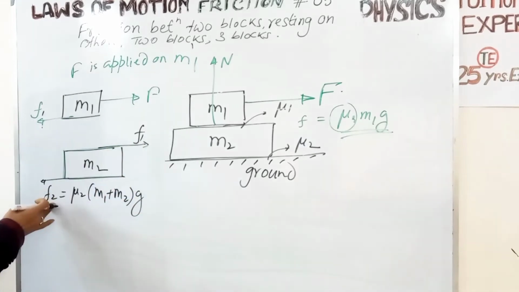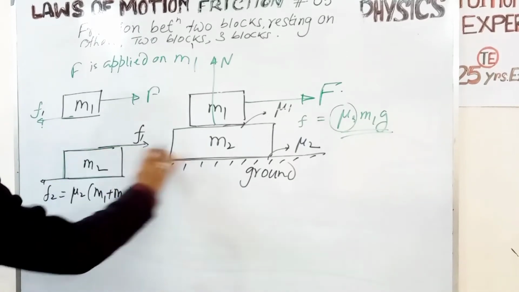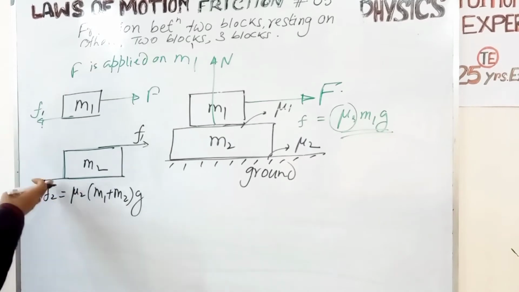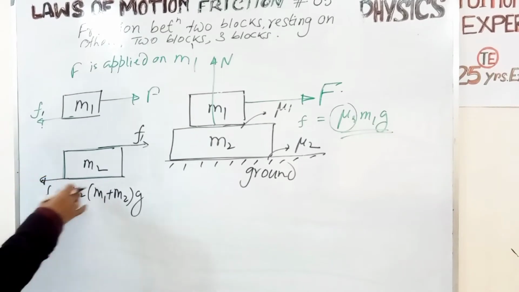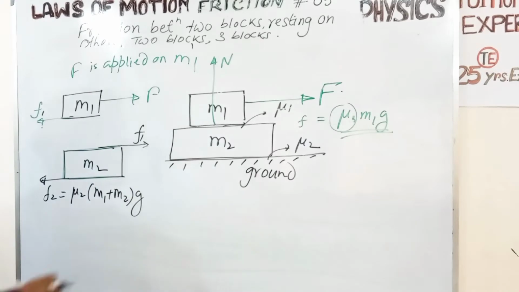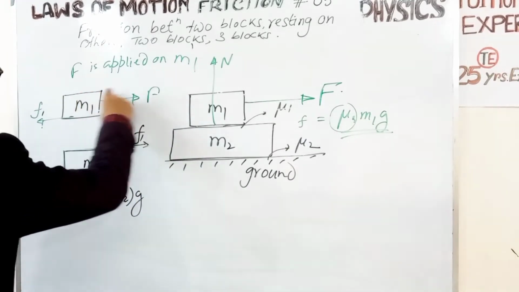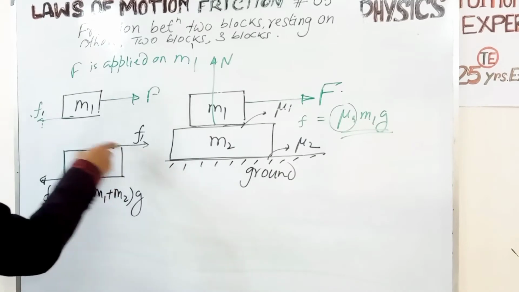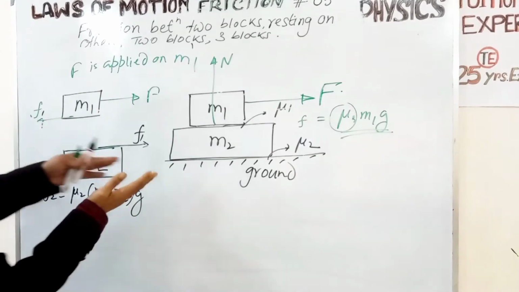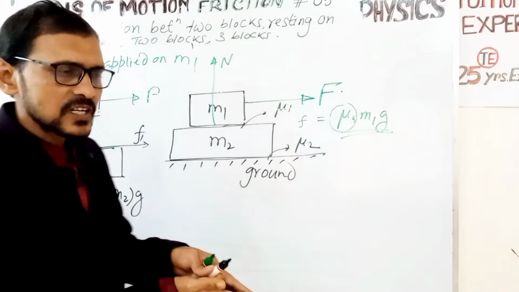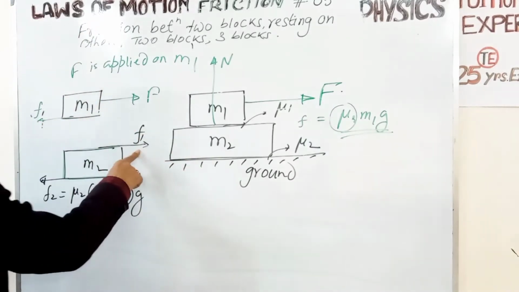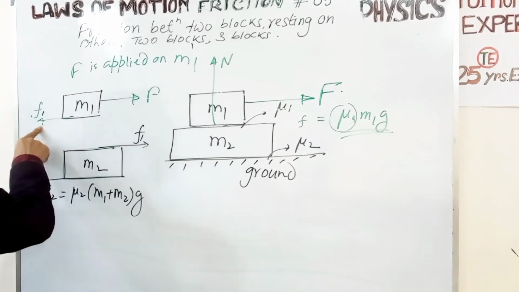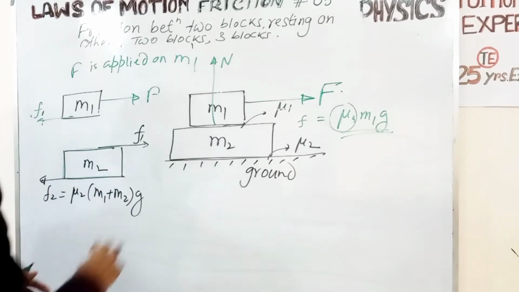If F1 is greater than F2, then this block moves with an acceleration. But if this opposing force is greater, then m2 does not move. So this is the general case. First, this block tries to move in this direction, so friction acts in the opposite direction. Now this is the opposing force, so this will be the driving force. Consider the two contact surfaces: action and reaction are always equal and opposite. So if this is action, this is reaction. Now this is the driving force.